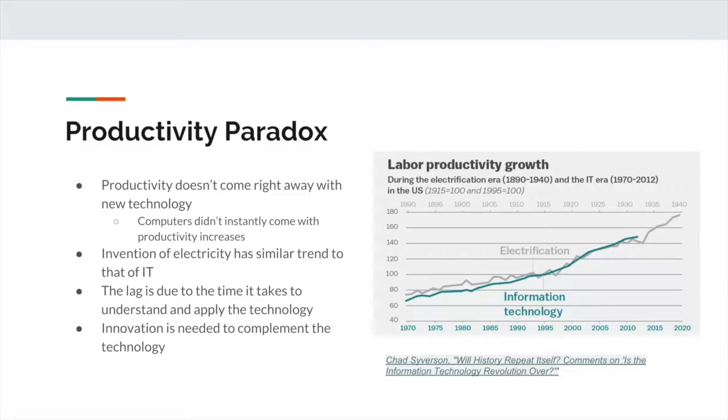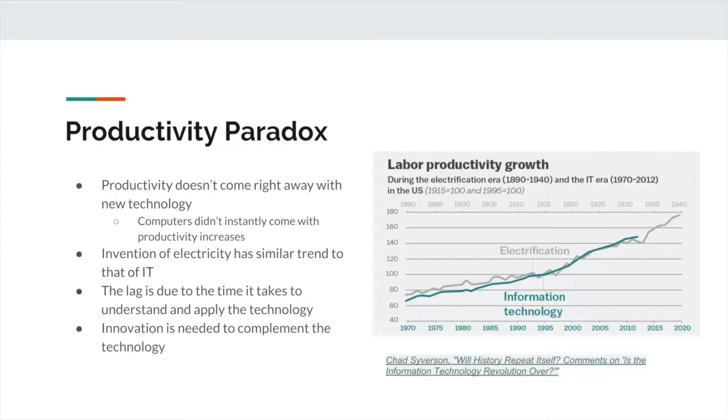This trend is shown with the gray line on the graph corresponding to the dates at the top. The blue line is the productivity levels in the information technology era. As you can see, they follow a very similar trend, with the increase again coming at a lag. In the IT era, it was the invention of computers that didn't become really useful until we had the IT and innovation to support it.